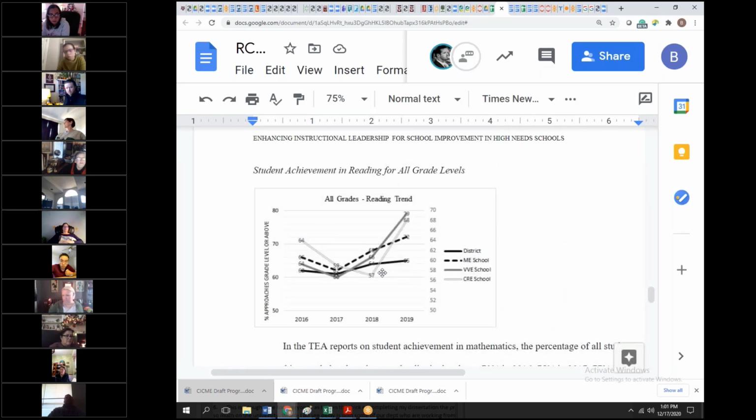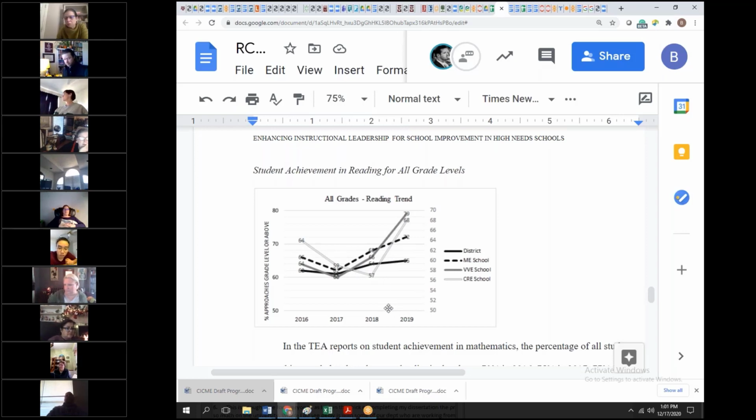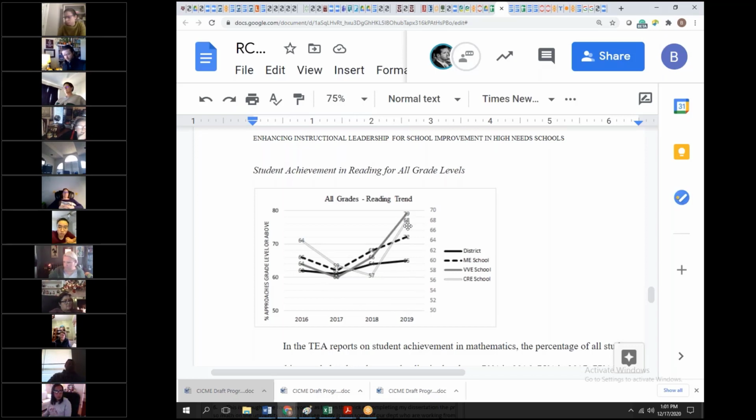So here's another issue. Some of the journals don't take color, so you have to make sure that your lines are delineated so that you can actually see what's going on here. This is really pretty good for these 3 schools. Look at that. The district is here, but look where it ends up after the intervention. Really, really good data.